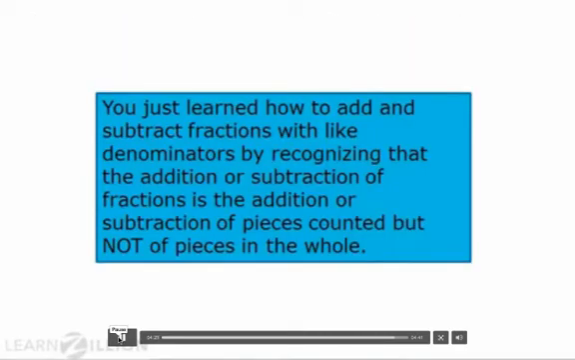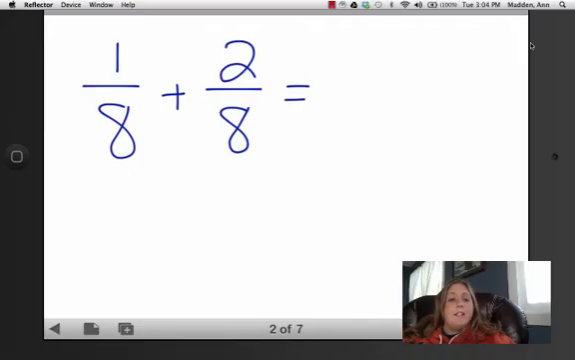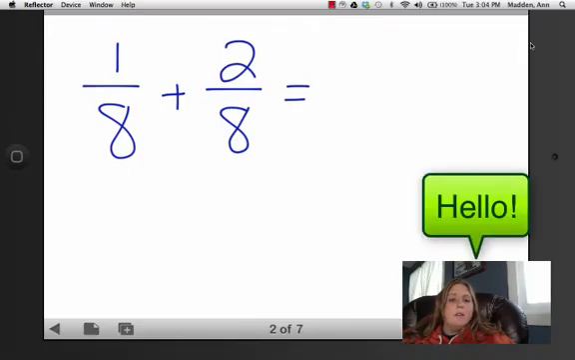You just learned how to add and subtract fractions with like denominators by recognizing that the addition or subtraction of fractions is the addition or subtraction of the pieces counted, or the numerator, but not of the pieces in the whole, or the denominator. All right, let's take a look at a few more examples.